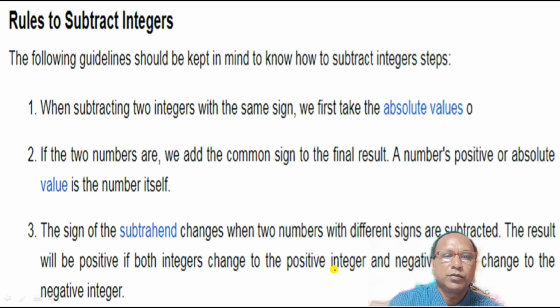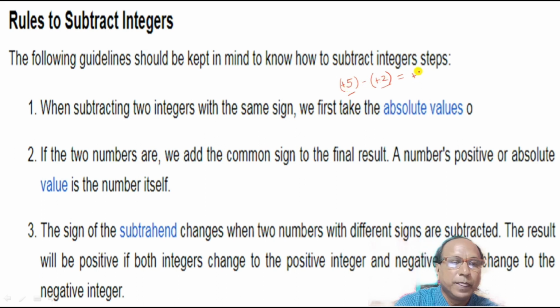First one, let us see how to subtract the numbers. Suppose plus 5 is subtracted from plus 2. That means when subtracting two integers with the same sign, this is plus sign, this is also plus sign, we first take the absolute values. Absolute values means this is plus 5, this is plus 2. We subtract it, that is 5 minus 2 is plus 3. We will only take the absolute values.